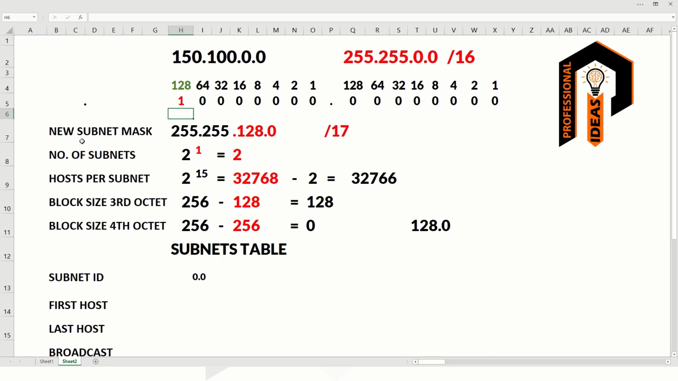Step number 1, our new subnet mask will be 255.255.128.0 as the spot value of the borrowed bit is 128. Step number 2, the number of subnets will be 2 raised to power 1 because we have borrowed 1 bit, and that will be equal to 2, so we will get 2 subnets.